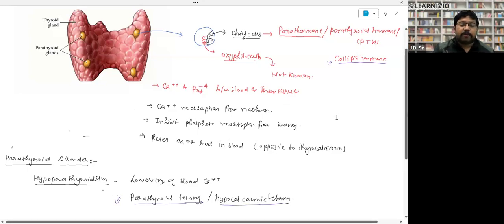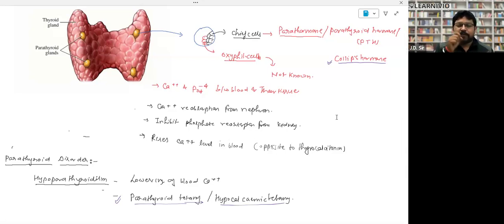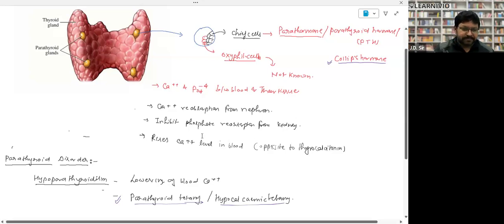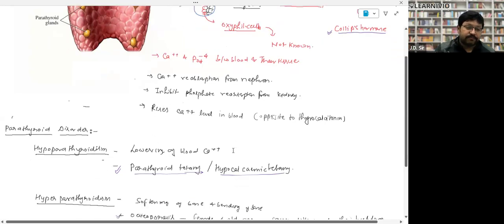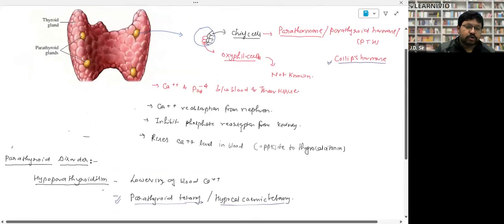It reabsorbs calcium from the nephron. We studied this function when I told you about urine formation. It inhibits phosphate reabsorption from the kidney, right? It raises the calcium level in the blood. It is opposite to the thyroid hormone thyrocalcitonin, right? And it increases the calcium level in the blood. This is the function. First, please note down the function and the structural part of the gland, and then I will let you know what the disorders are.